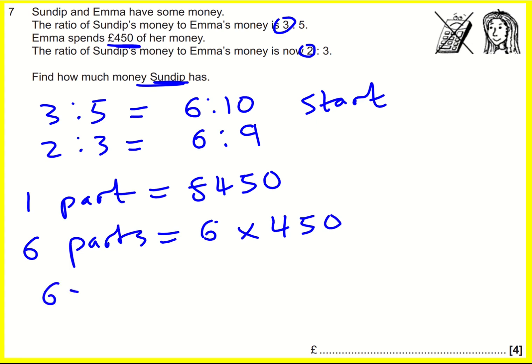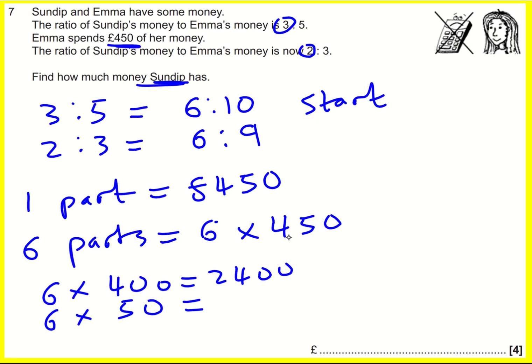So 6 times 400 is 2,400. 6 times 50, I'm sort of doing a column multiplication here essentially, but I'm just not writing it out formally. 6 times 50 is 300, therefore add them up, and Sundip has £2,700.